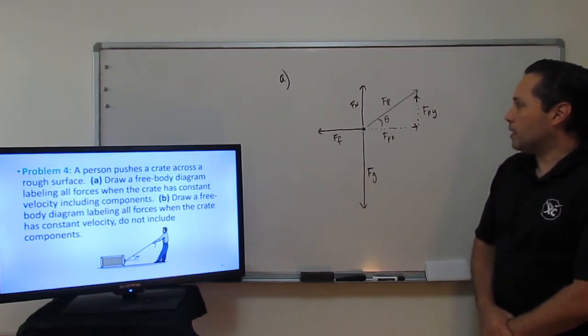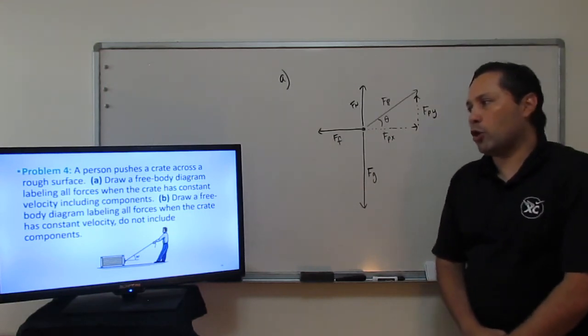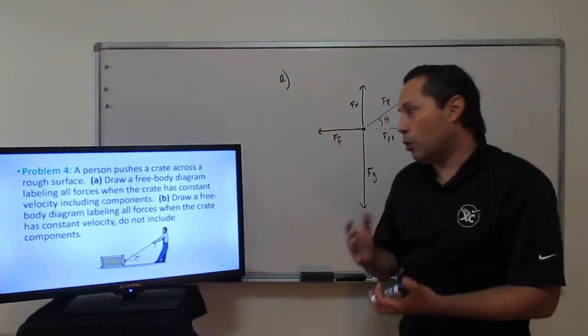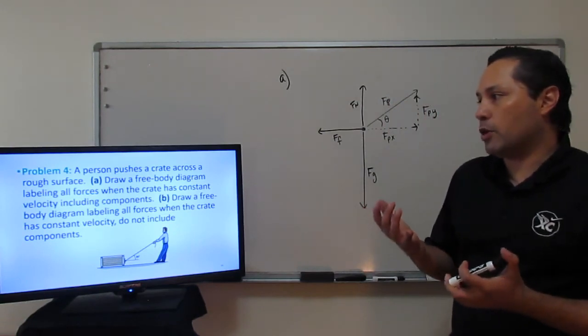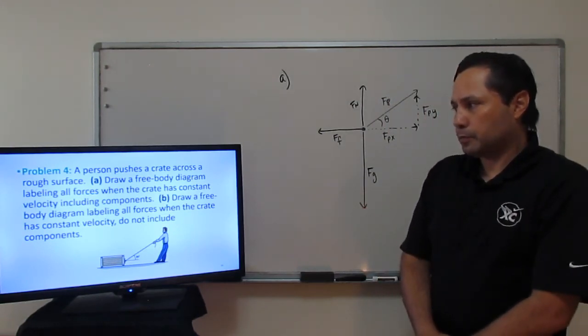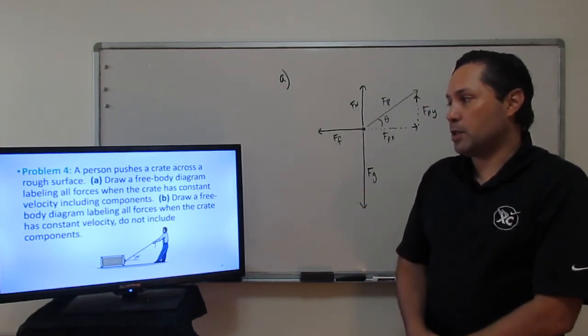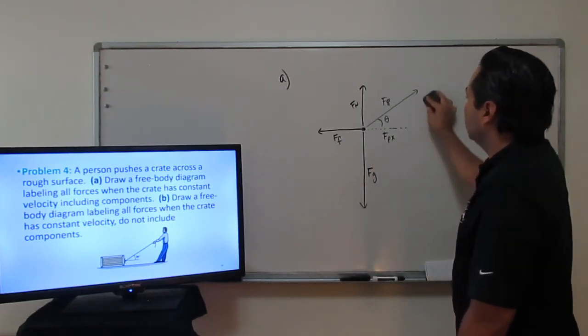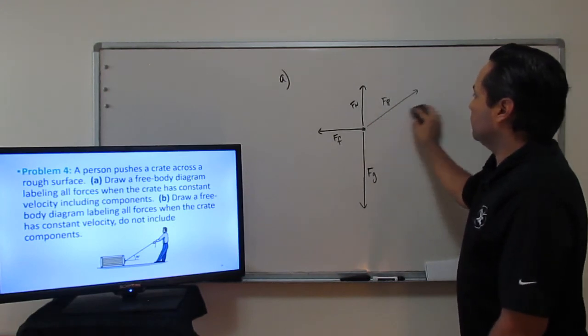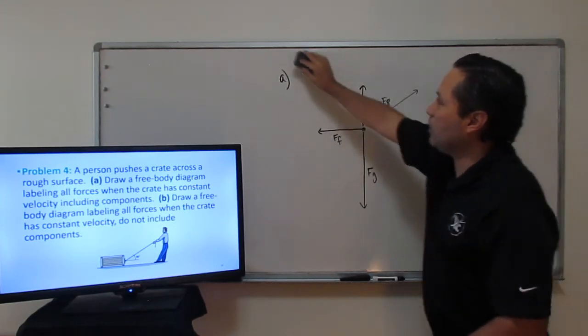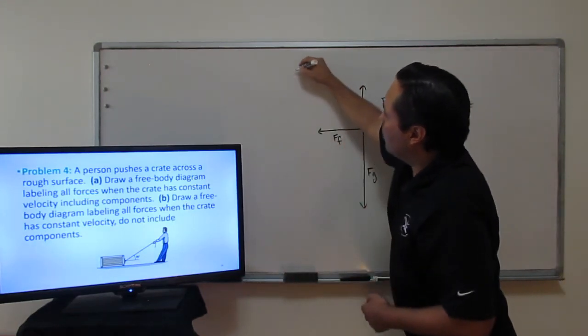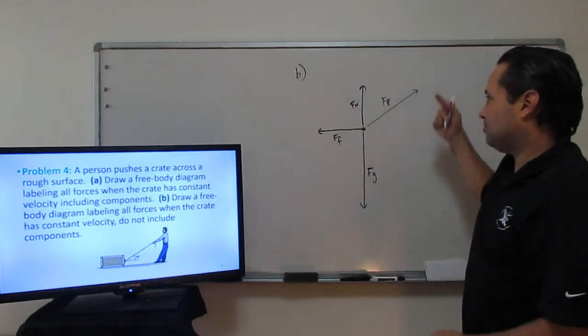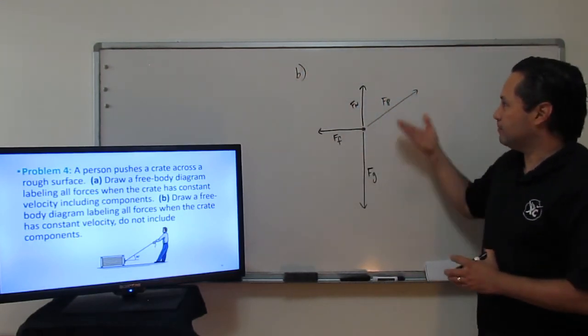In part B, they ask you, can you draw the free body diagram labeling all the forces acting on the crate at a constant velocity, but do not include the components? And there you go. That will be part B. All the forces, no components. There you have it.